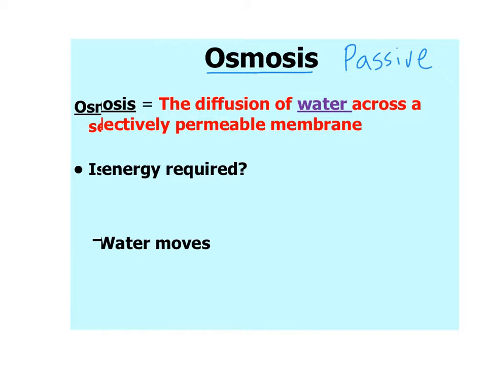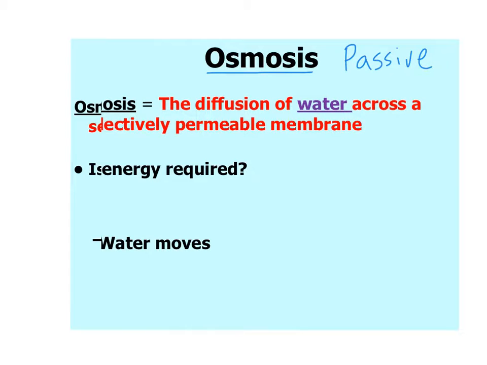So we went over diffusion, which is the movement of solutes or substances from high concentration to low concentration directly through the cell membrane, through the phospholipid bilayer. We went over facilitated diffusion, which also went from high to low concentration with no energy required, but this time it did need a protein channel or a carrier protein in order for it to pass through the cell membrane.